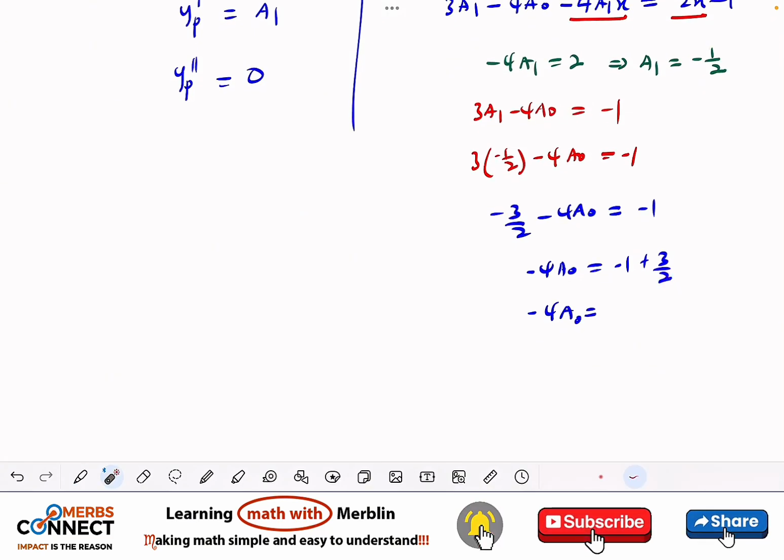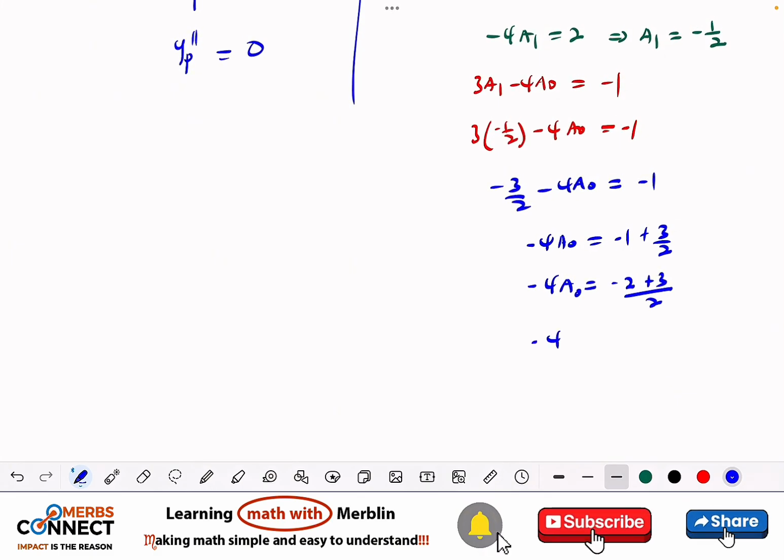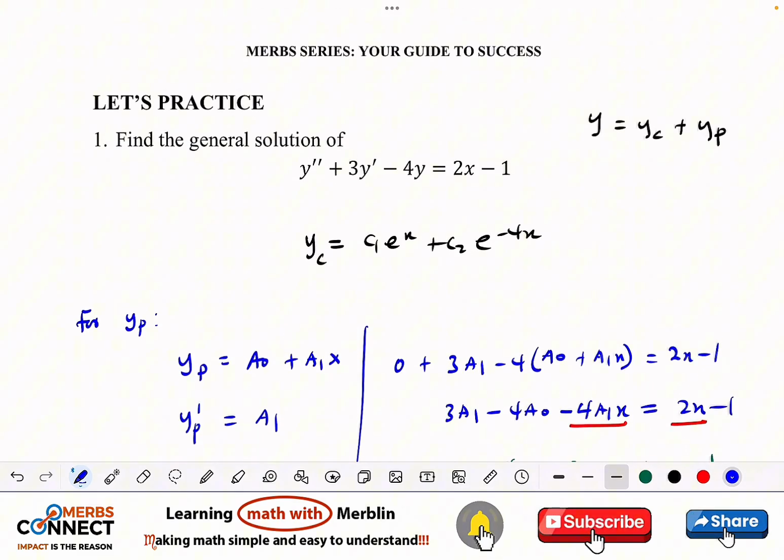Now this is the same as 1. So we are going to have something like minus 2 plus 3 divided by 2 minus 4 a naught is going to give us 1 divided by 2. Then when I divide this one by 4, I'm going to have a naught to be minus 1 over 8. So we've gotten a naught to be minus 1 over 8 and a1 to be minus half.